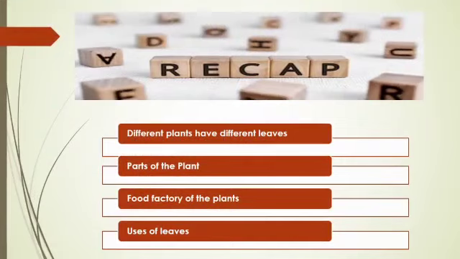Okay, with this we complete the lesson. So, what are the things we have learned in this lesson? All plants have leaves. Leaf is one of the most important part of a plant. Leaves of different plants differ from each other in their shape, size, smell, color, and texture. Some leaves will be round, some leaves will be triangular, and some will be needle shaped.